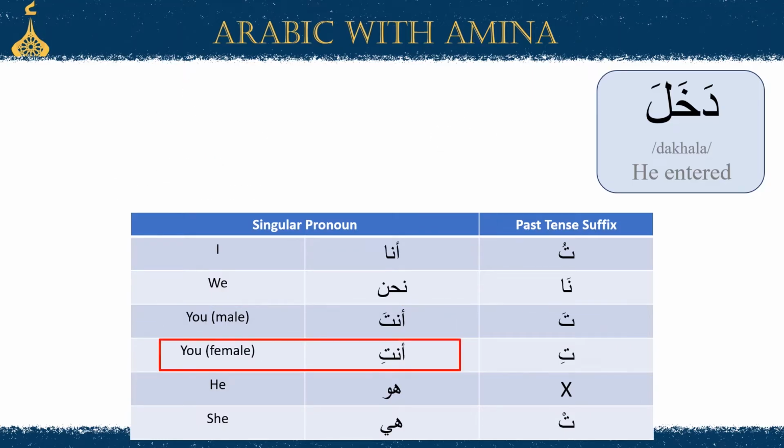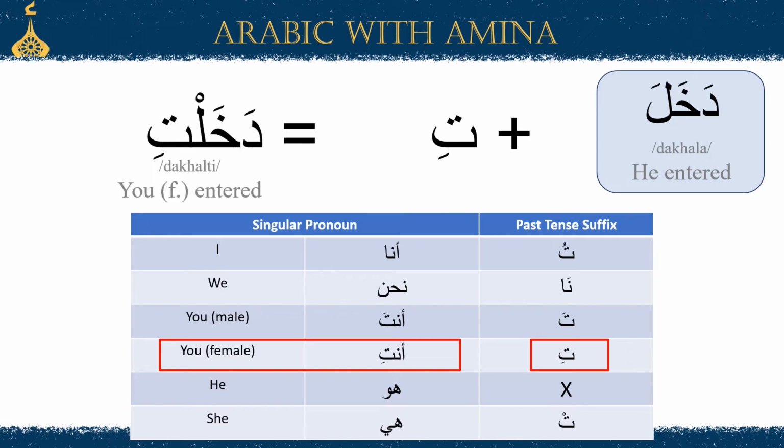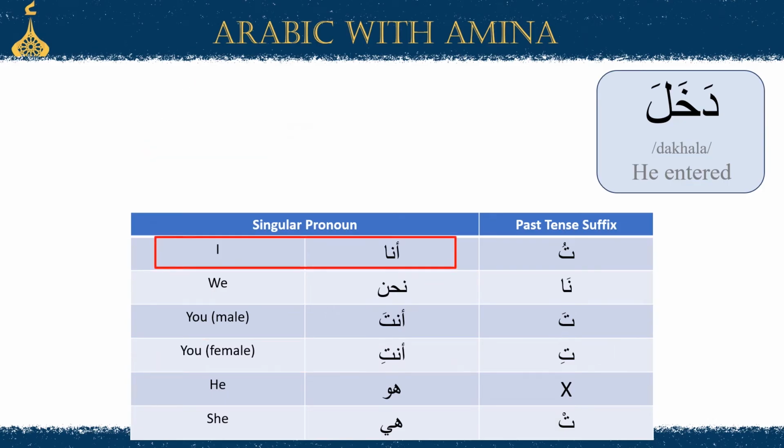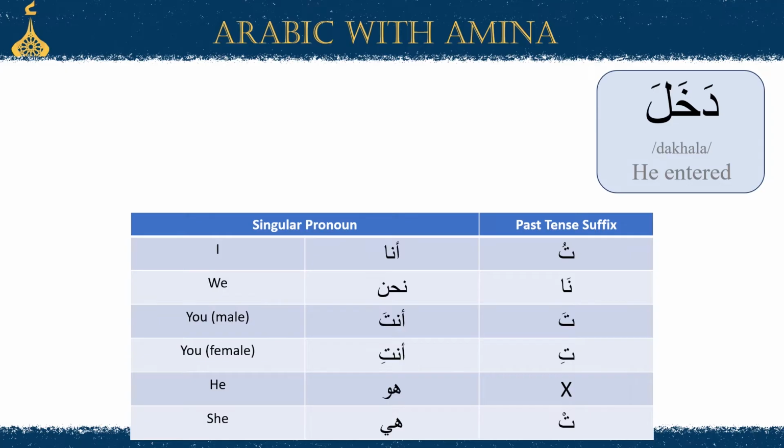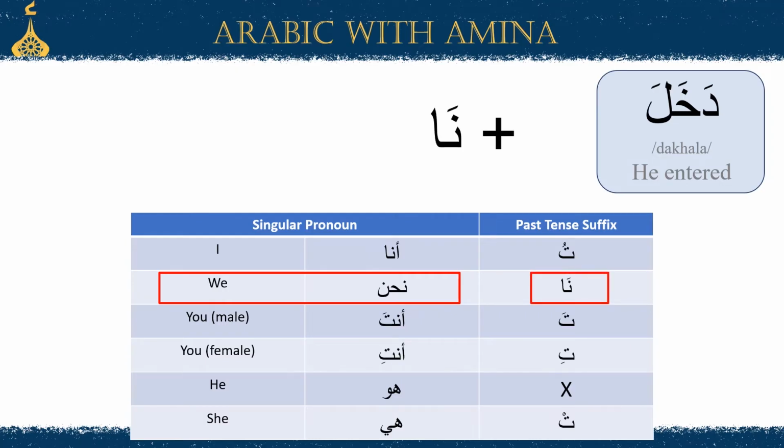To say you entered but female, we also add another ta, but this time the ta has a kasra. The last letter is also changed to sukun, and the difference is that this ta has a kasra. Dakhalti, you, female, entered. To say I entered, we add ta with a dhamma on top. So, dakhaltu, I entered. Our last singular pronoun is we. We add noon alif to the end, and it becomes dakhalna, we entered.